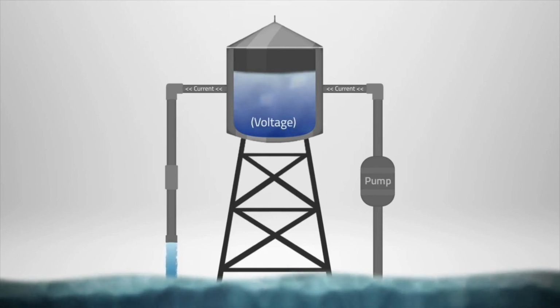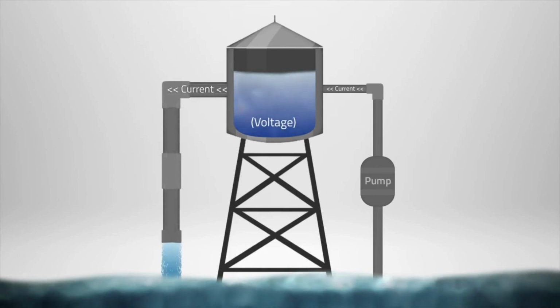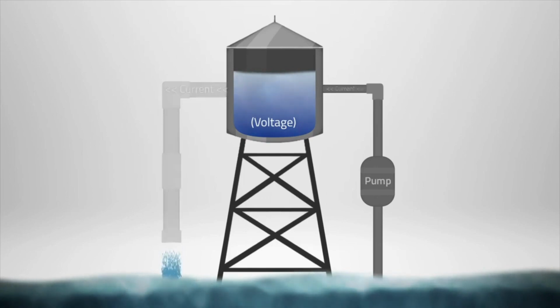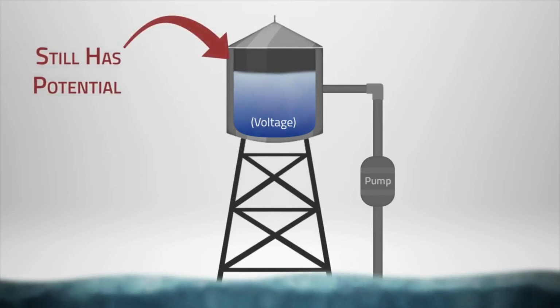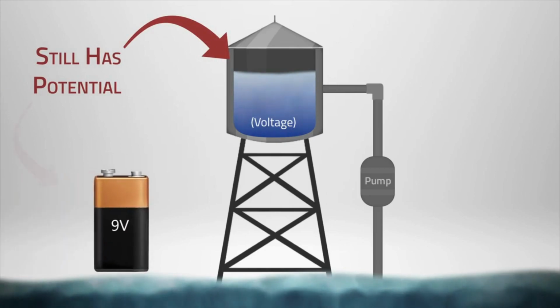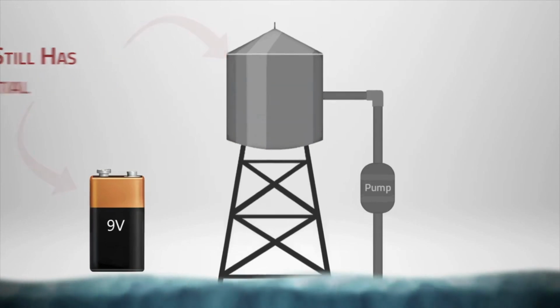If we made the pipe larger, the potential energy, or our voltage comparison, would remain the same while the current would increase. And if we remove the second pipe altogether, there would no longer be a current, but the potential energy, or voltage, would again remain the same, in the same way that a battery has a voltage associated with it, even if it's not currently connected to a circuit or doing any work.